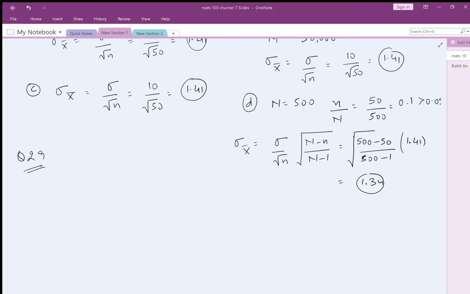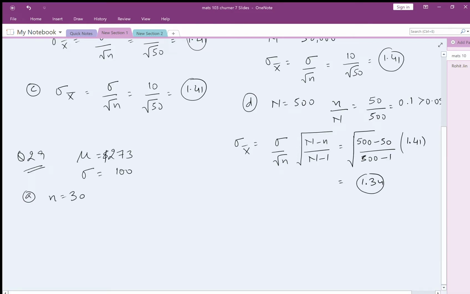So we are given that the mean is $273 and sigma is equal to 100. Okay, so that's given to us. Let's look at the first part. It says, what is the probability that the mean price for a sample of 30 federal income tax returns is within $16 of the population mean? So sample size n is equal to 30.